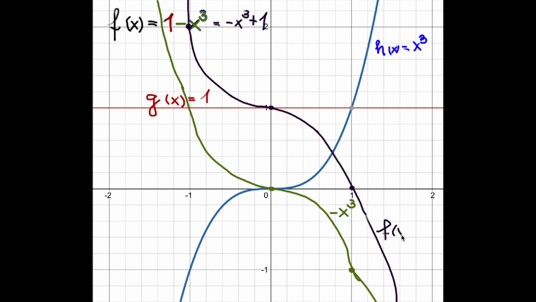And in general, that is what you need to do. Break down complicated functions into easier ones, know how to combine them graphically, and you can draw almost everything.